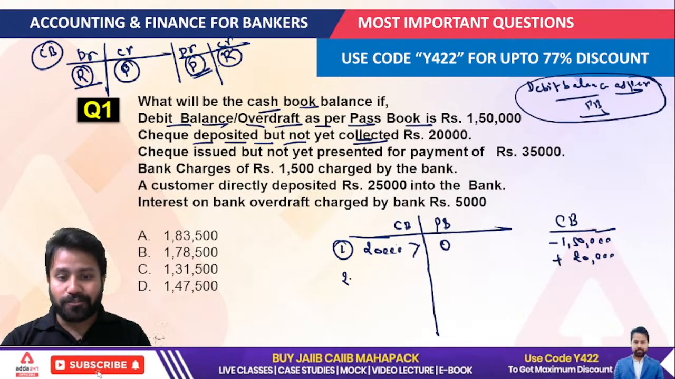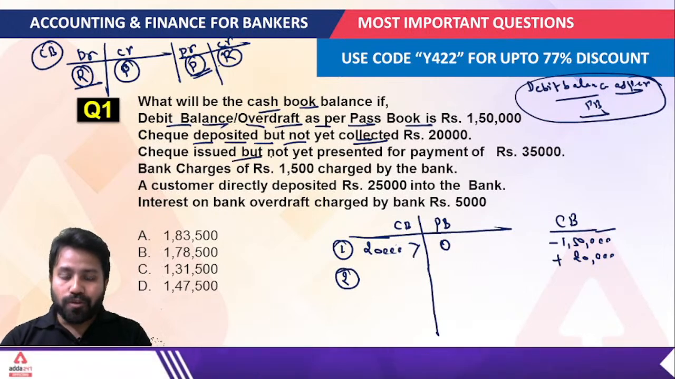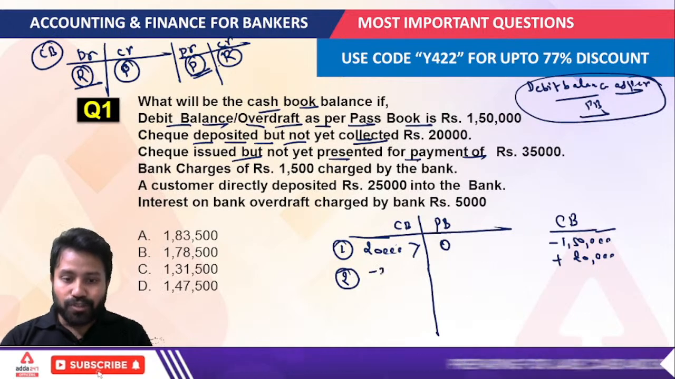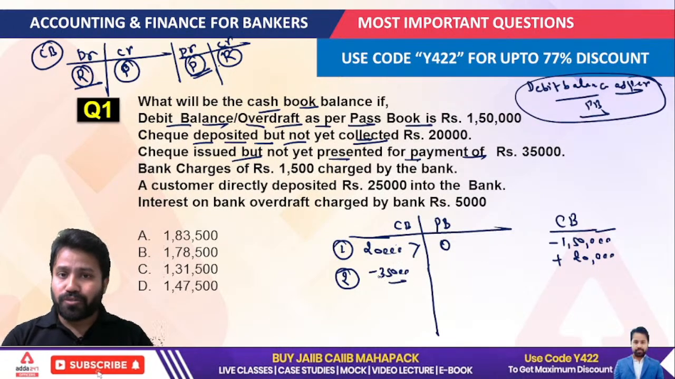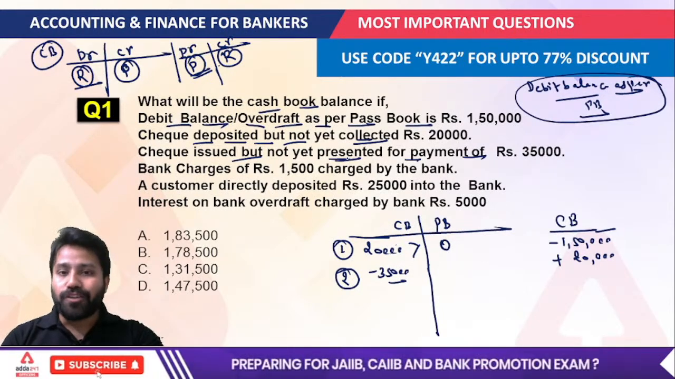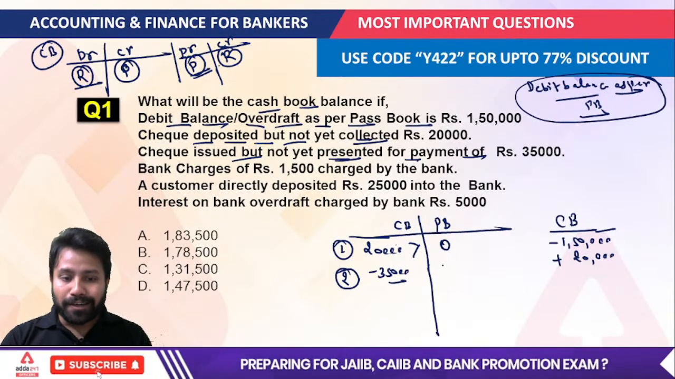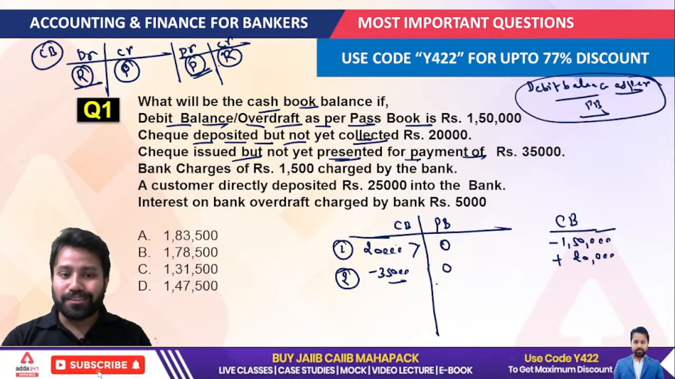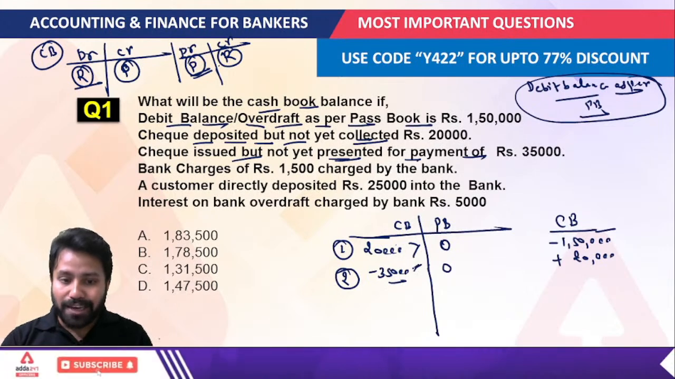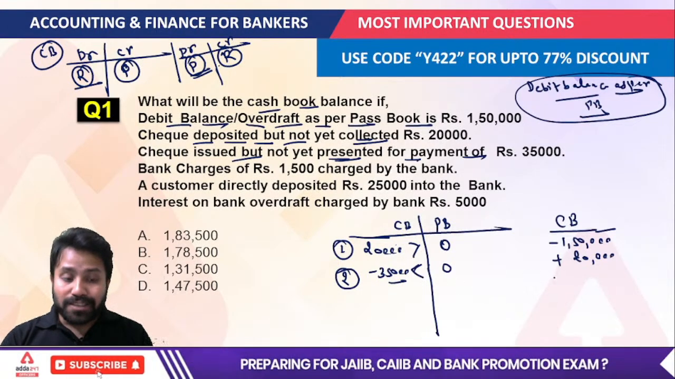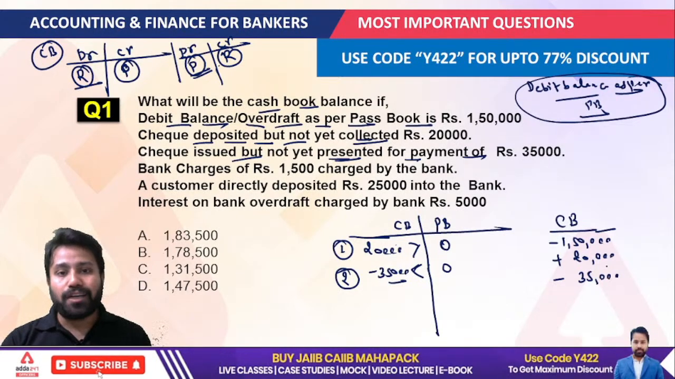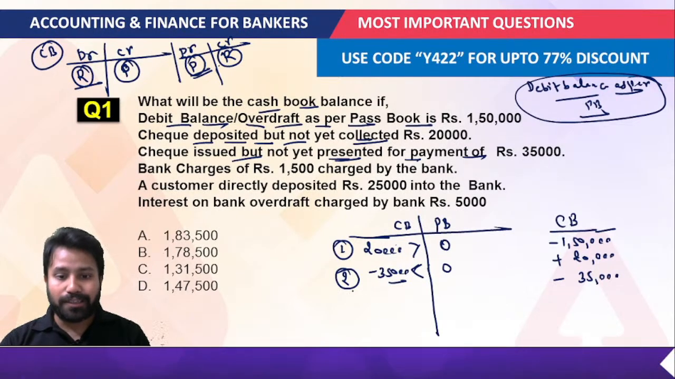Now the second condition, cheque issued but not yet presented for payment. You can understand the cheque issue means the customer has issued a cheque of 35,000 rupees, but it is not presented over the counter in the bank. So it is reflected as zero in the bank statement. But in this transaction, the cash book balance is lesser than the passbook balance, and so you will write here minus 35,000 rupees.